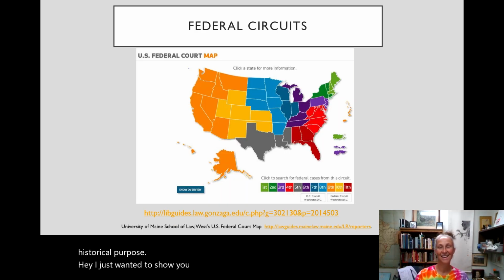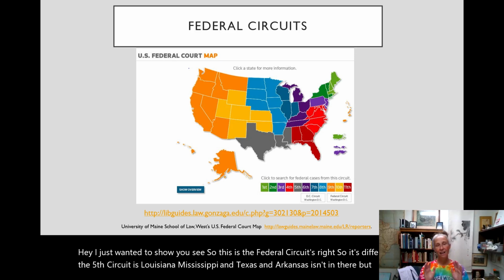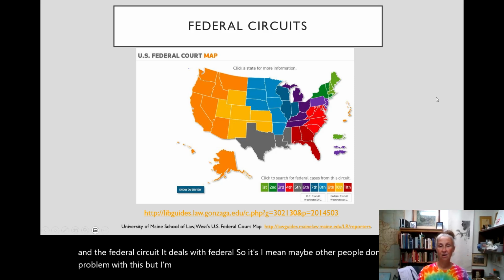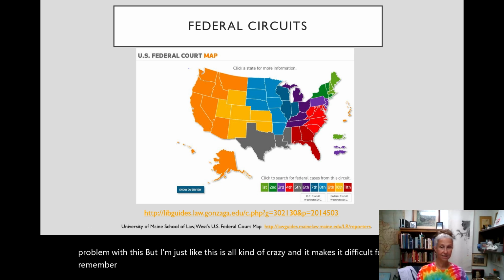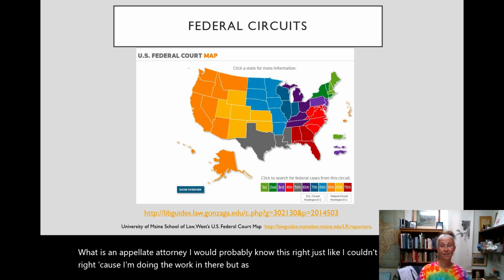See, so this is the federal circuits, right? So it's different, right? So the Fifth Circuit is Louisiana, Mississippi, and Texas, and Arkansas isn't in there. But the federal circuit deals with federal law, so it's not the same. I mean, maybe other people don't have a problem with this, but I'm just like, this is all kind of crazy, and it makes it difficult for me to remember what states are on what circuits. Now, if I was an appellate attorney, I would probably know this, right? I couldn't not know it, because I'm doing the work in there. But as a librarian, I find it very confusing.